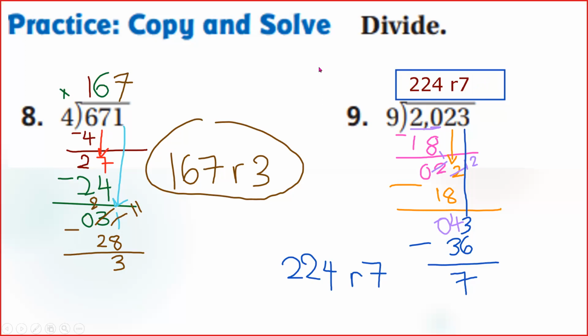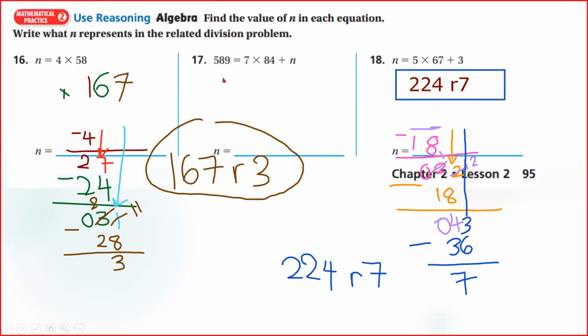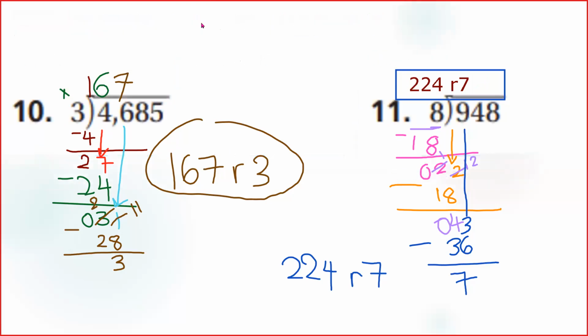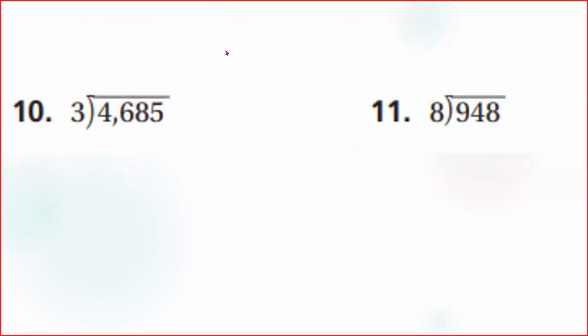Is it clear? Okay, now next. Let's solve number 3. Yes, Muna. Now here, 4,685 divided by 3.